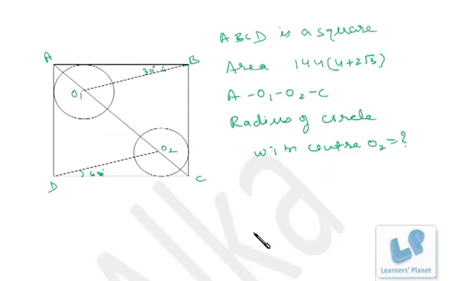Now friends, let's take this problem, a complicated-looking diagram. ABCD is a square, and the area of the square is 144 times (4 plus 2 root 3). A, O1, O2 and C are on a straight line where AC is a diameter. We have to find the radius of the circle with center O2. This angle is given to us as 60 degrees and this is 30 degrees, right?